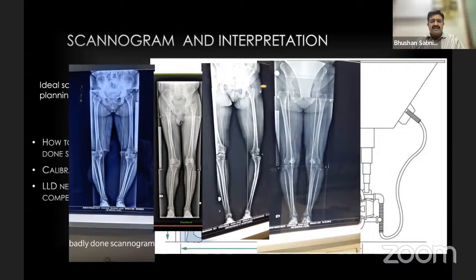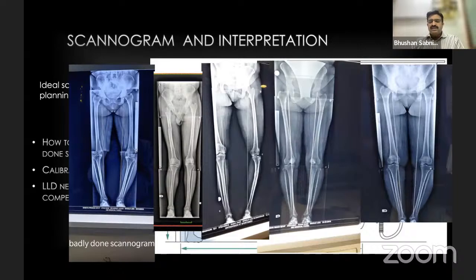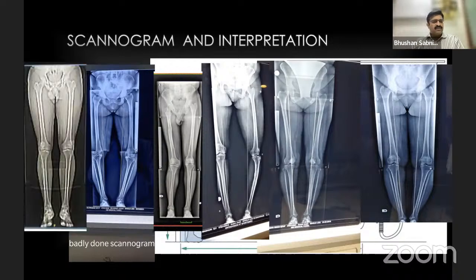This one is rotated. If you look at the patellar shadows, especially on the left side, the patella is almost on the medial side of the joint. So it's not the right way of doing a scanogram. This, I think, is a decent scanogram. You can see the pelvis is level. You can see both the patellae are in the middle, and you can see that the drawing is done properly for the axis as well.